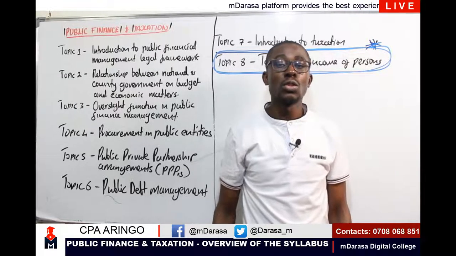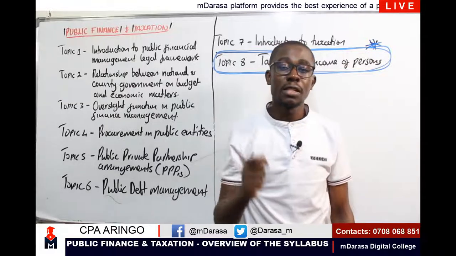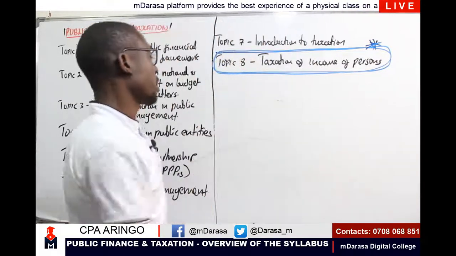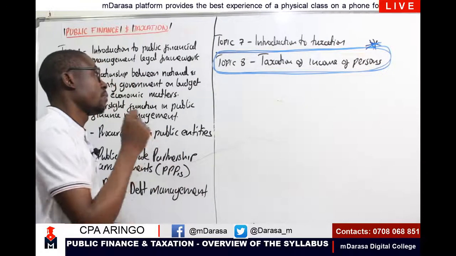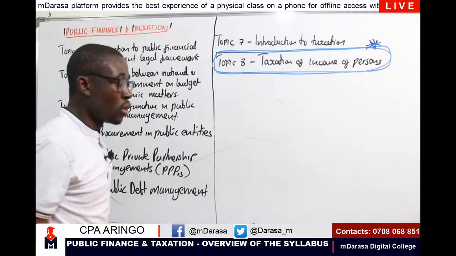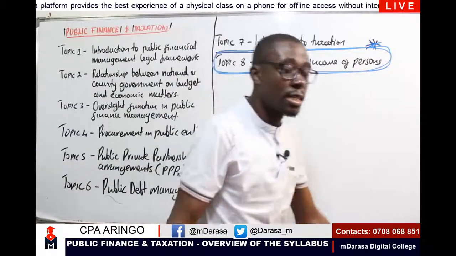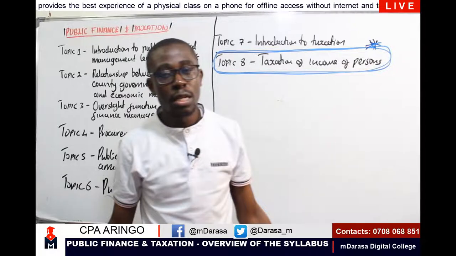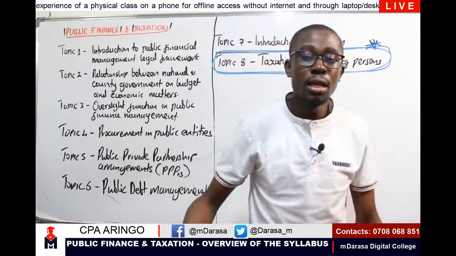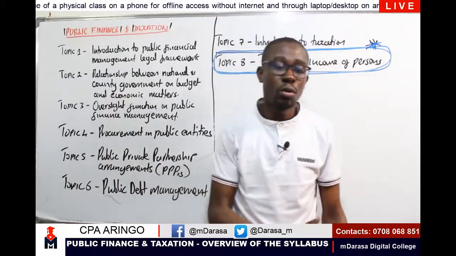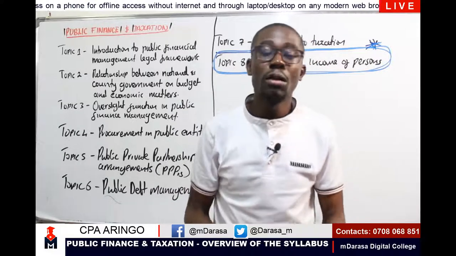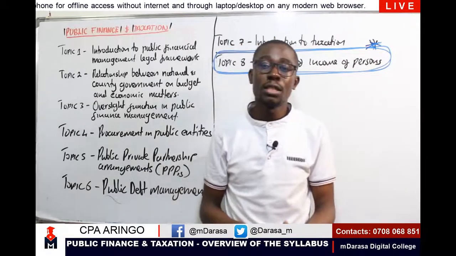Taxation of income of persons is going to cover 40 to 50% of whatever is going to be tested in your exams. So it is very critical that we pay very clear attention to topic number 8. We'll be expected to know how to tax individuals, like PAYE, determining the taxation of persons who are employed, determining the taxation of partnership business, and determining the taxation of limited companies.